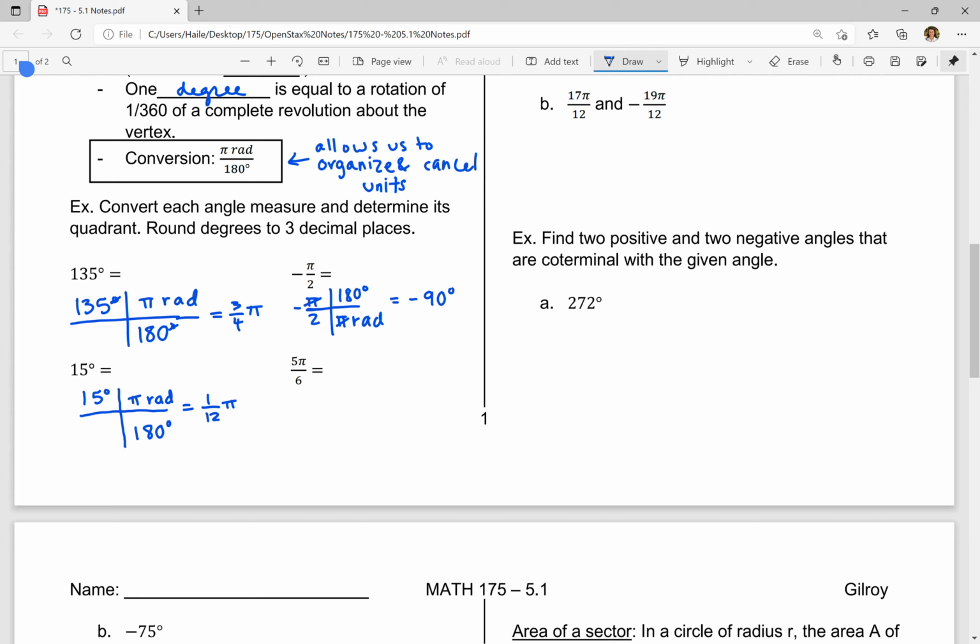So we're going to do something similar to the negative pi over 2. We're going to take 5 pi over 6, and we're going to multiply by our conversion factor. So we're going to put pi on the bottom because we want the radians to cancel, and we're going to put 180 degrees on the top because we want our answer to be in degrees. So once again, the pi's are going to cancel out, and so what we need to do in the calculator is 5 times 180 divided by 6, which should give us 150 degrees.